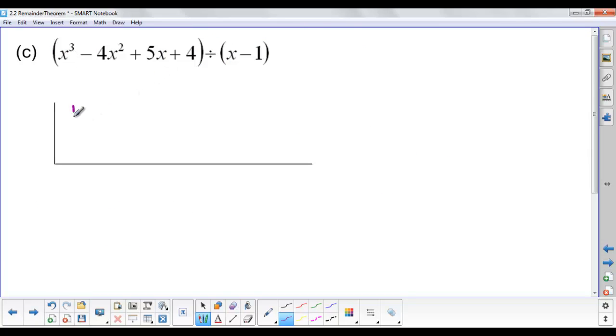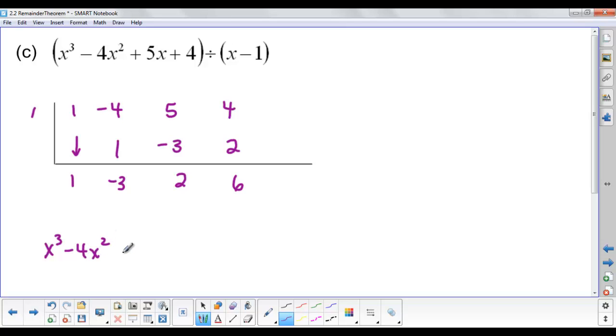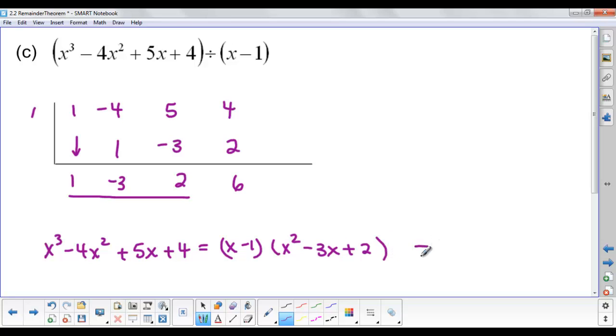Let's take our dividend, x cubed minus 4x squared plus 5x, and plus 4. And we'll divide by x minus 1. So a positive 1 goes on the outside. Drop down the first term, multiply, and add negative 4 plus 1. Multiply, and add them up. Multiply, and add them up. So the answer to this is our dividend equals our divisor times our quotient, which is x squared minus 3x plus 2, plus 6.